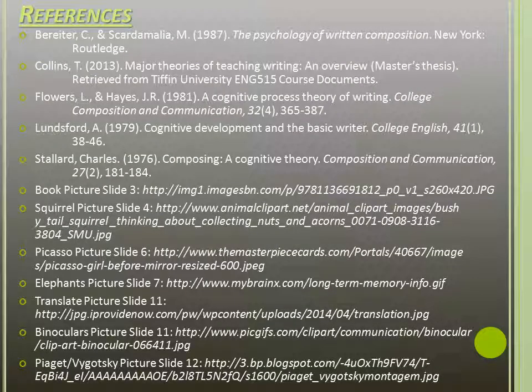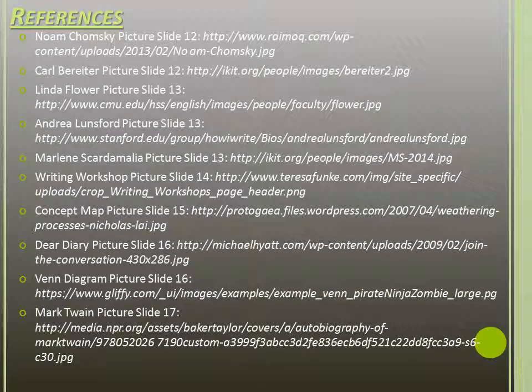Many references were utilized in researching the cognitive theory. Notable elements include Teresa Collins' Major Theories of Teaching and Writing, and also Andrea Lunsford's Cognitive Development in the Basic Writer, as well as several different picture slides that required proper citations. Several other references are found throughout the presentation. The pictures of Noam Chomsky, Carl Bereiter, and Linda Flower all need proper citation. It is also important to note that some of the photos were released and able to be used for free and did not require a citation.